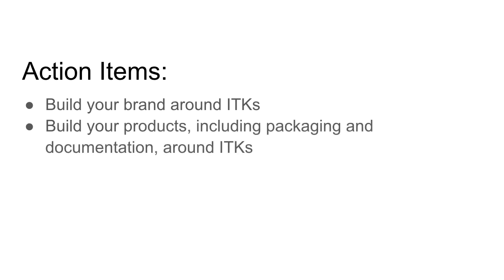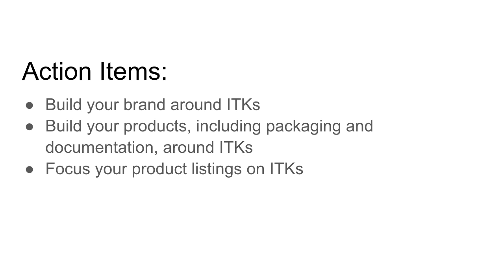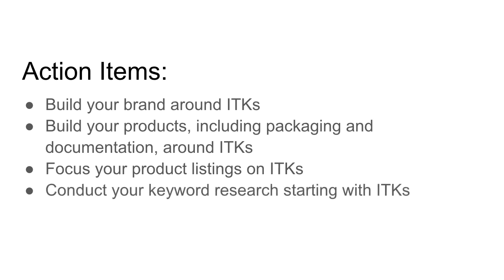Build your products themselves, including the packaging and the documentation in them around those item type keywords as well, and focus your product listings themselves on the item type keywords. Include them prominently in your listings. Conduct your keyword research, starting with the item type keywords, and branch out from there as you're doing your research to discover the right and the most powerful generic search terms. Make sure that you conduct that research starting with those ITKs. And of course, when you have the right keywords, then you can focus your advertising on those item type keywords and all of their variations.